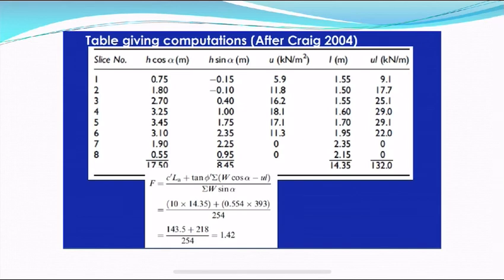So it indicates that the slope which is 1 vertical and 1.5 horizontal has a factor of safety of 1.42. If one needs a factor of safety of more than 1.3, it indicates that the slope needs to be flattened. It means one has to go for 1 vertical and 2 horizontal from the constructability point of view. Then the slope is said to ensure a higher value of factor of safety.